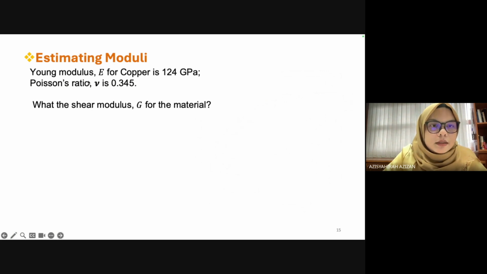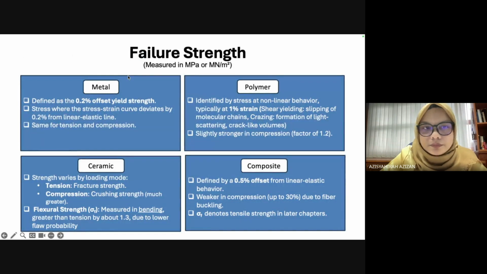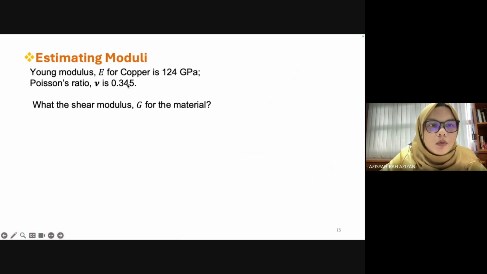Young modulus for copper is 1 to 5 gigapascal, and Poisson ratio is 0.345. What is the shear modulus for the material? Can you guys take your calculator and calculate for me? We know the Young modulus, 1 to 5 gigapascal, and we also know the value of Poisson ratio, 0.345. So we would like to know what is the value of shear modulus.